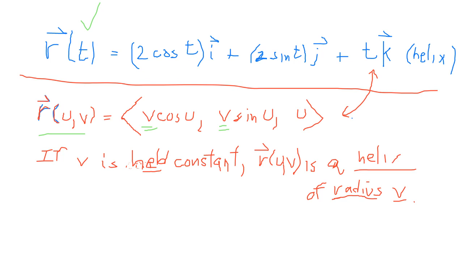So when you hold the V constant, R of U of V traces out a helix of radius V. So you get a helix of radius V. Are there any questions on that?